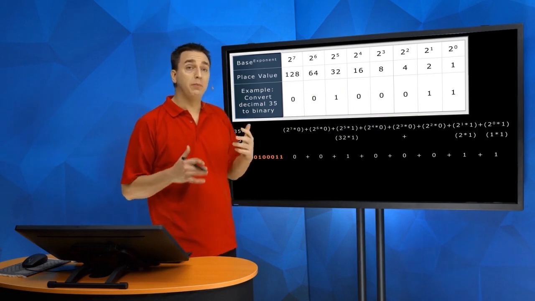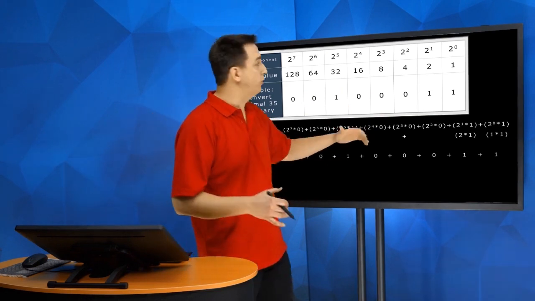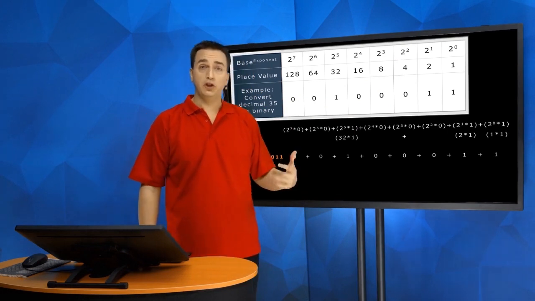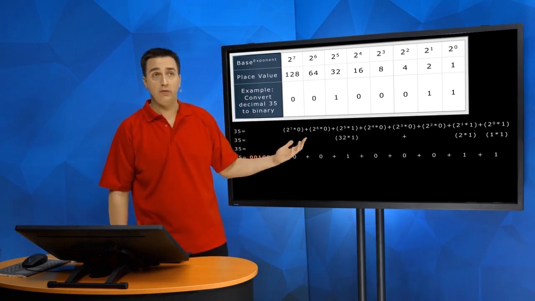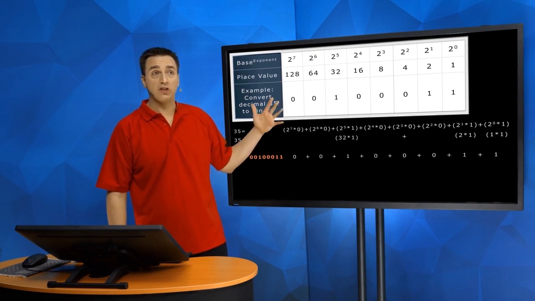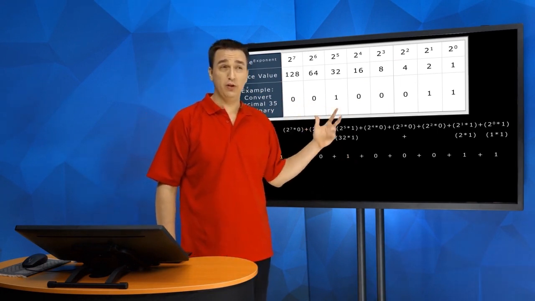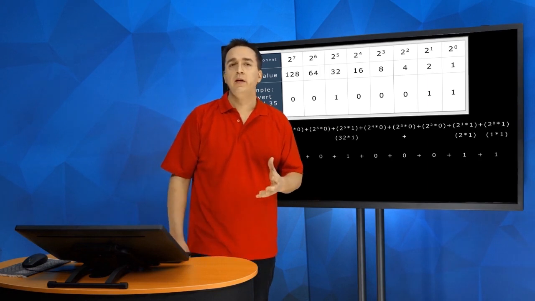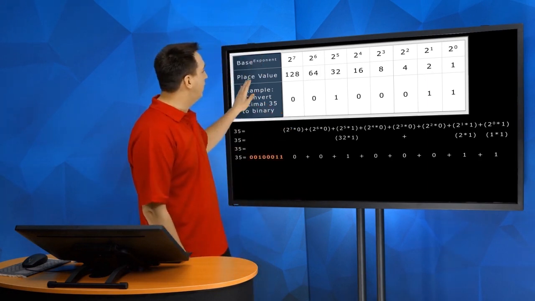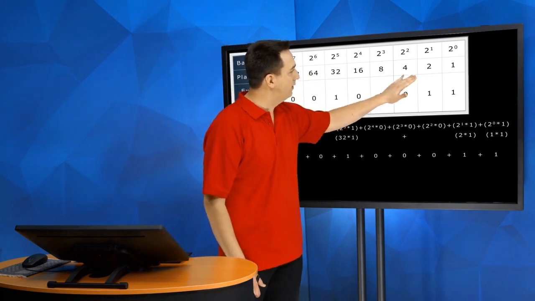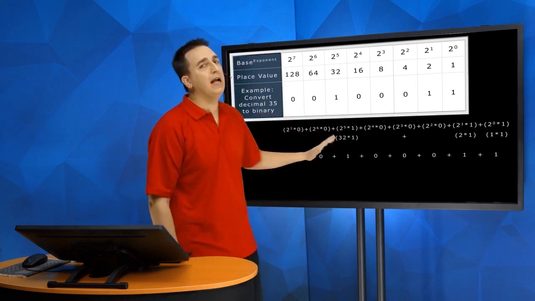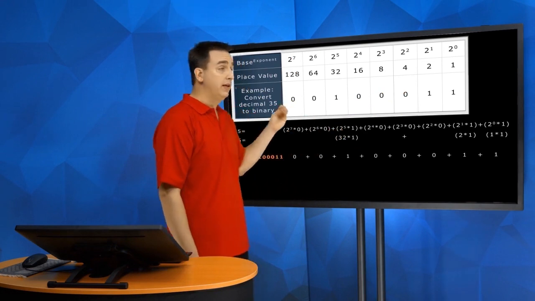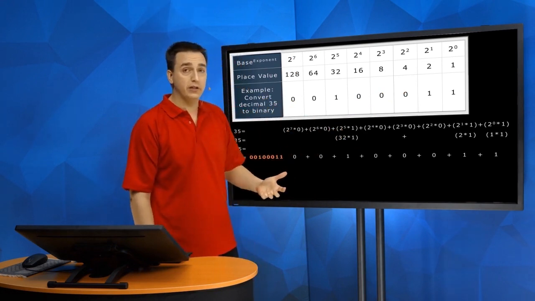Since we're dealing with binary, we're dealing with powers of 2. So across the top we have 2 to the power of 0, which is 1. 2 to the power of 1, which is 2. 2 to the power of 2, which is 4. 2 to the power of 3, which is 8. 2 to the power of 4, which is 16. 2 to the power of 5, which is 32. 2 to the power of 6, which is 64. 2 to the power of 7, which is 128. So what I've placed here are the decimal equivalents of each of the binary bit positions. That's what that means.